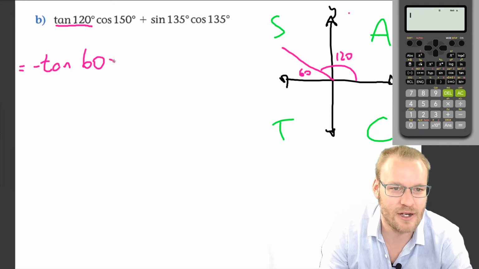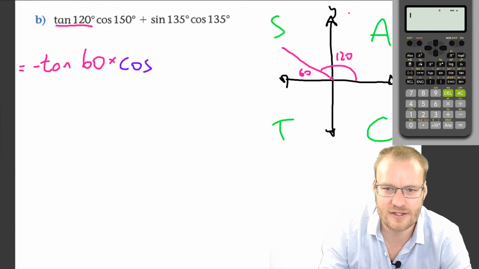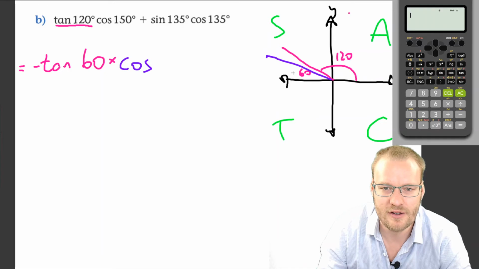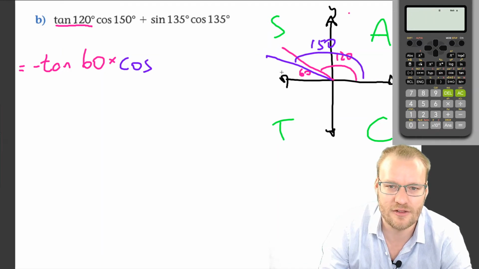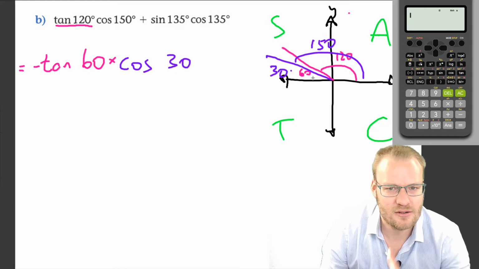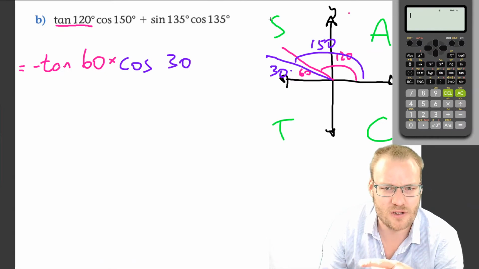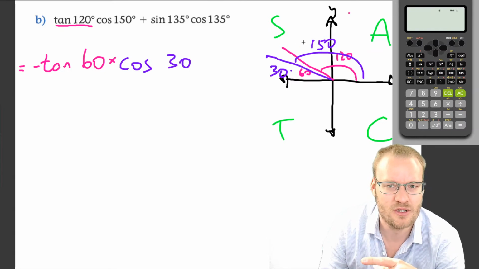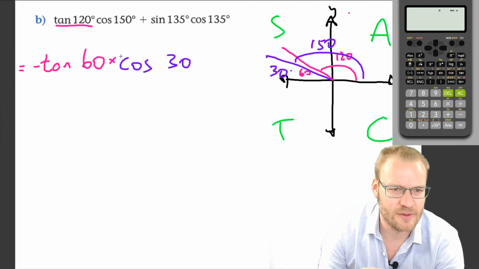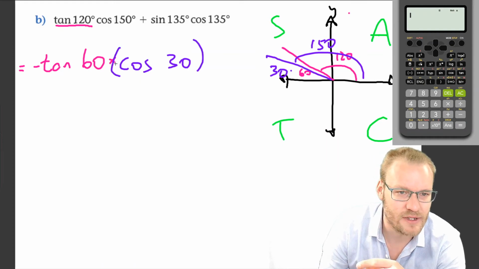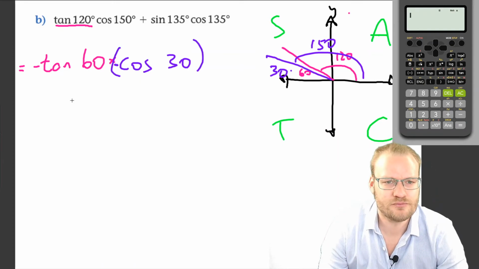Okay, then we're multiplying by cos 150. 150 is sitting somewhere over here, and if that side is 150, then it's another 30 to get down to the axis. So great stuff, that's cos 30. Positive or negative? Well, we're still in the second quadrant, so it must have been a negative. So leave enough space to do that.